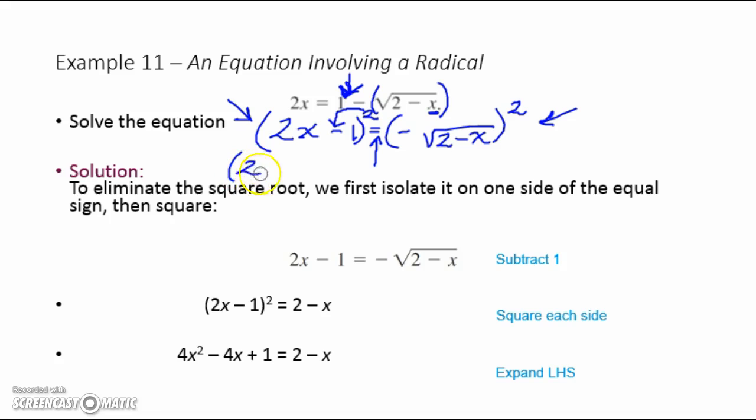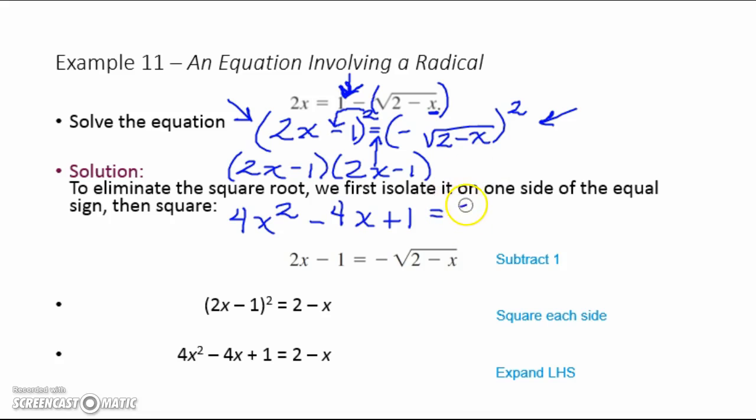Now recognize that exponents don't break up over addition and subtraction. This is like saying I'm going to multiply 2x minus 1 times 2x minus 1, and that's a common error, so be careful with that. So let's clean this up. We're going to get 4x squared. Outside is minus 2x, inside is minus 2x, so that's minus 4x, and last is plus 1. And this simplifies really, really nicely. It's simply 2 minus x.